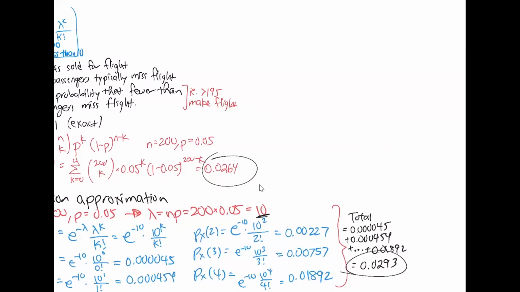Yes, Devin? So if you had a larger sample space, it would be less accurate of an approximation because lambda would go up.